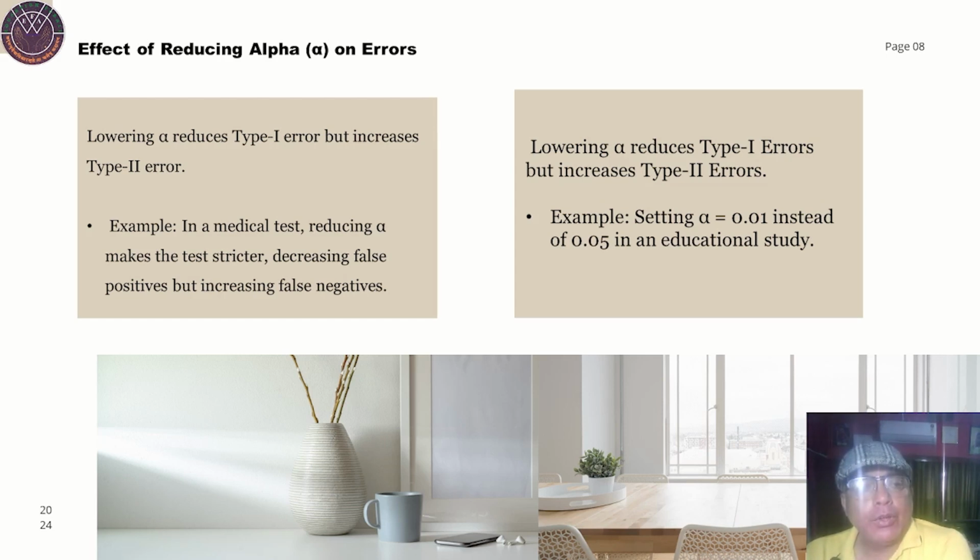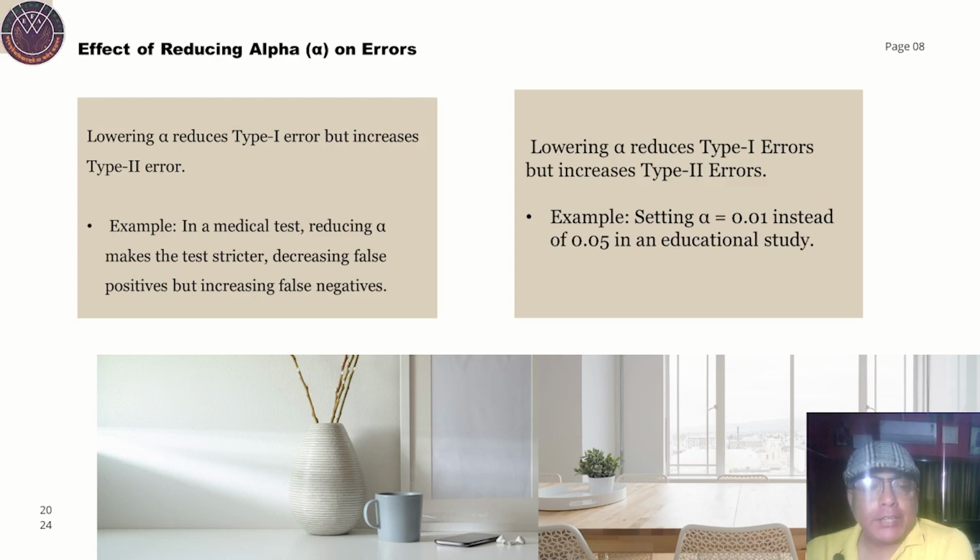But if you lower alpha, it reduces type 1 error but increases type 2 error. If your alpha is 0.05 and you make it 0.03 or 0.02, then you are able to control type 1 error. That means you will not falsely reject the null hypothesis, but the chances of committing type 2 error increase. Maybe there is a difference and you fail to detect it, because you are taking less chance by reducing alpha.